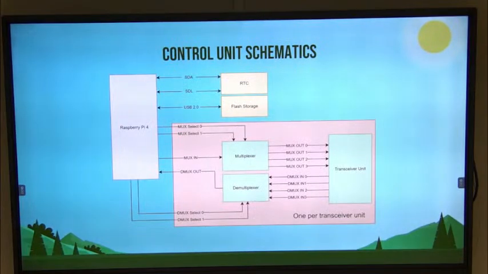And for our control unit, we have the Raspberry Pi interfacing with the real-time clock through the I2C protocol, so we have an SDA and SCL line, and with our flash storage through a USB 2.0 interface. And for each of our transceiver units, we are using the Raspberry Pi to select which reader we are receiving information from and transmitting instructions to through a multiplexer and demultiplexer, using 4 multiplexer and demultiplexer lines.